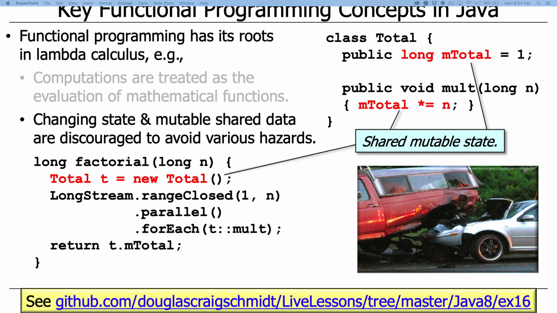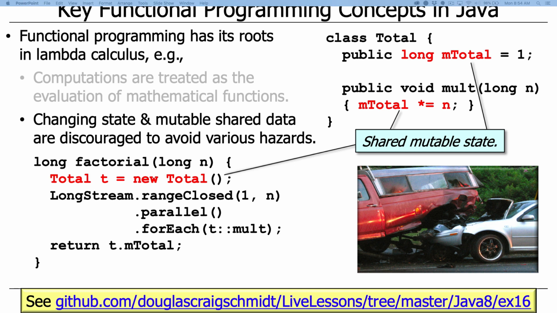Here's a very simple example to illustrate this. This is a different implementation of factorial that's buggy, so it's buggy factorial. And you'll see in a second why it's buggy. What we're going to do here is inside the factorial method, we're going to create a new local variable t of type total, and here is total.